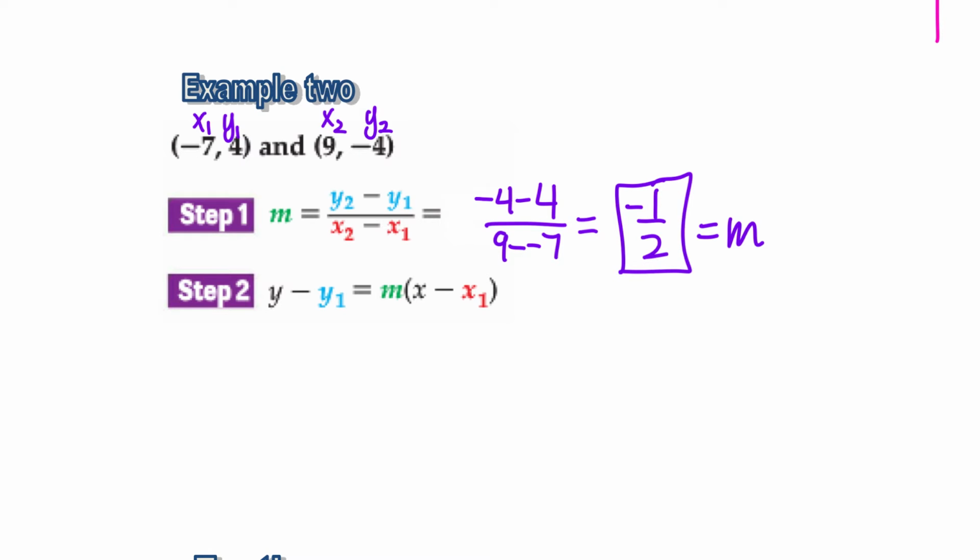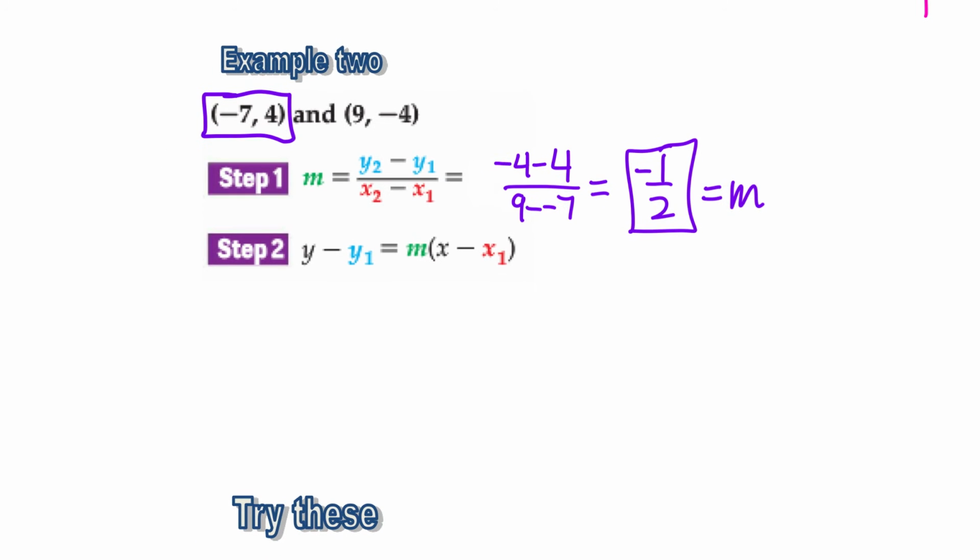Now what I want to do is write the equation of this line in point slope form. Now I have 2 points on the line up here. This line goes through negative 7, 4 and through 9, negative 4. So I'm going to choose one of these points. It doesn't matter which one, which seems weird, but it does not matter. So I'm just going to choose the first one there. Okay? I'm going to choose negative 7, 4.